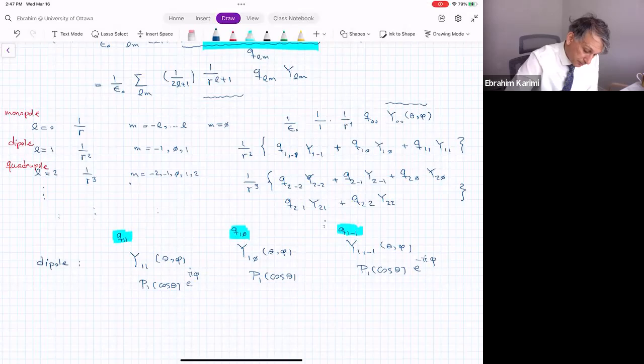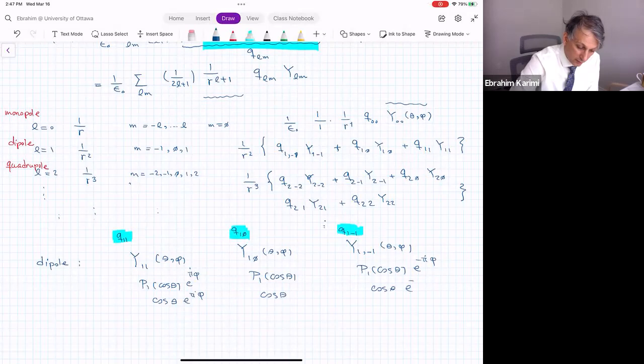So P1 of cosine of theta, what is the value? Itself, it will be cosine of theta, e power of i phi, that is cosine of theta, e power of minus i phi.